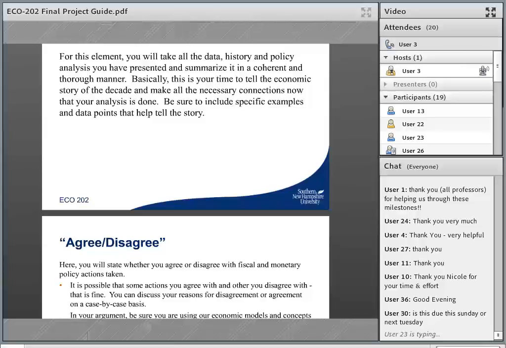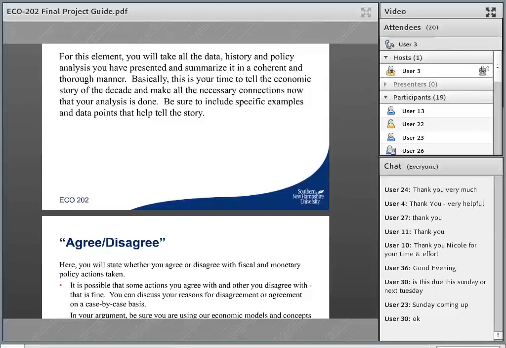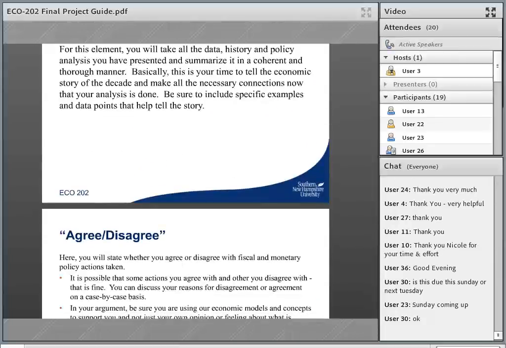So Rebecca asks if this is due Sunday or next Tuesday. It is due Sunday. So the term ends Tuesday of week 9, but this project is due Sunday of week 7. Yep.